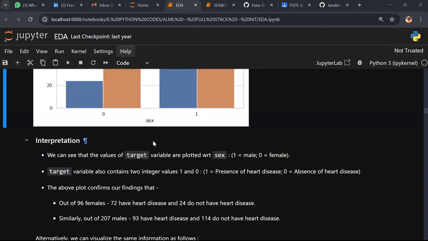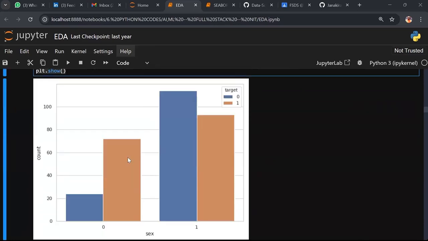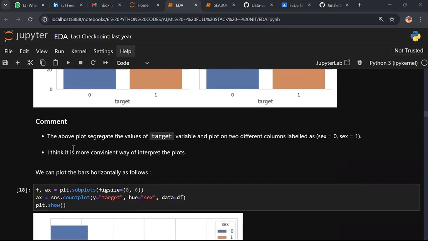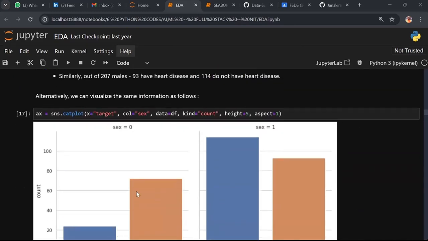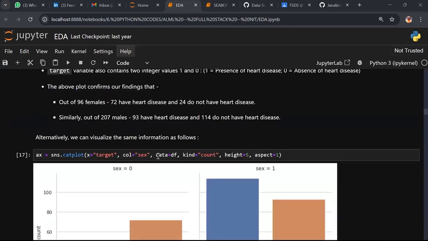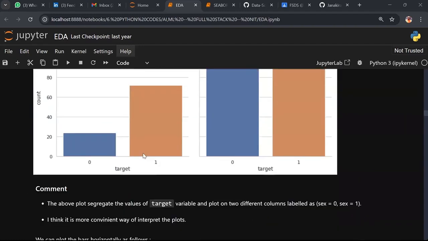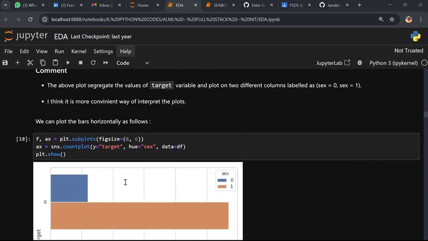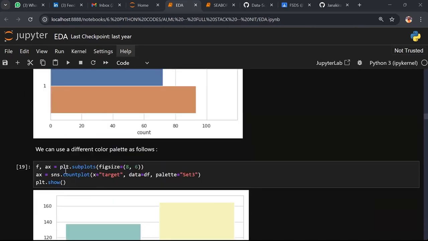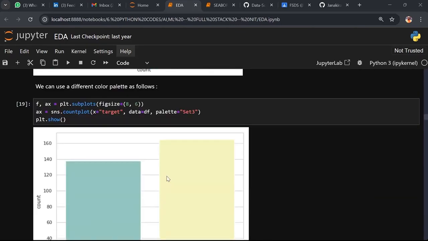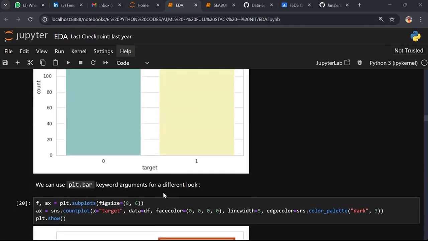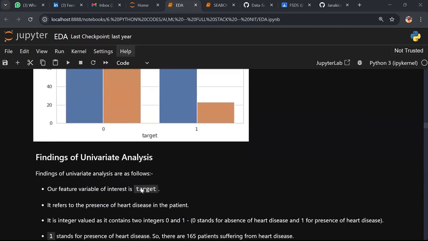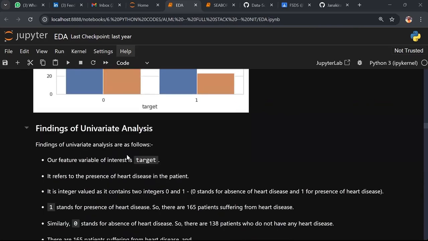Now let's explore more. In this part, we understood group by. See how we analyze the data. Now the next one, cat plot. In the cat plot, the above plot, the same thing. So this visualization I can show in a different way. Gender, female and male. Here, this is a horizontal graph. This is a vertical graph. Now we can use a different color palette. Same color palette, target 0 and target 1. The same graph I can plot in a different way, guys. Understand? Now finding univariate analysis.